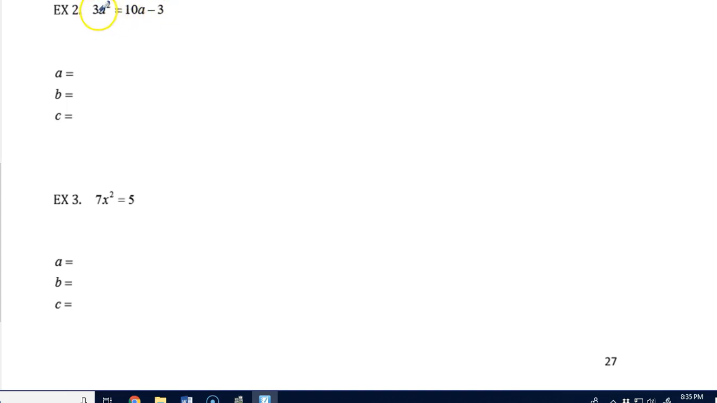We have to get all the terms onto one side. The question is, which side is the right side? Answer, it doesn't matter, but one side or the other. So I'm going to subtract the 3a squared. Of course, there's no like terms here, right? So I just have a 0 on the left side. Okay, so my a is negative 3, b is 10, c is negative 3 also.